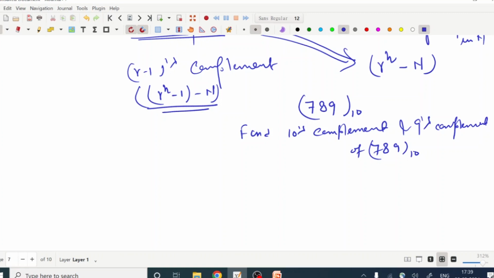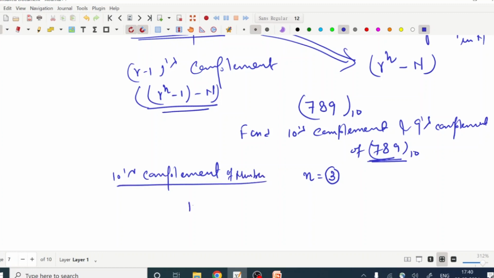How many digits are in this integer number? The number of integer digits n is equal to 3. This means for computing the r's complement, the tens complement of the number is base to the power 3 minus the number. The number is 789. Simply this is 1000 minus 789, and we subtract it.